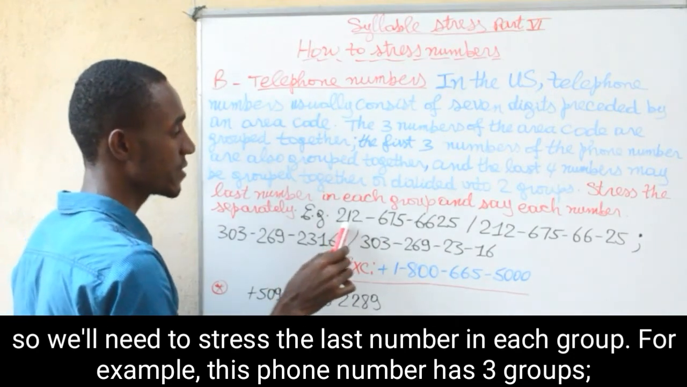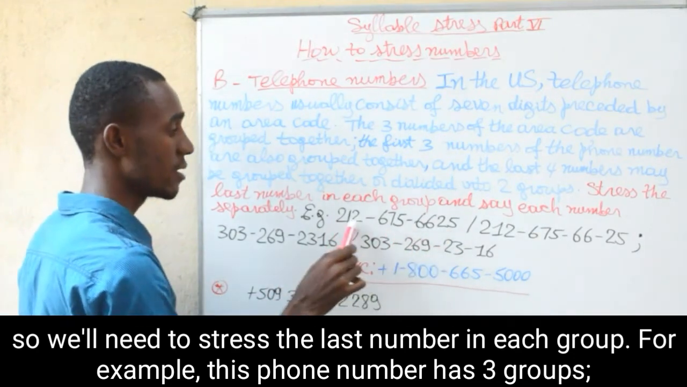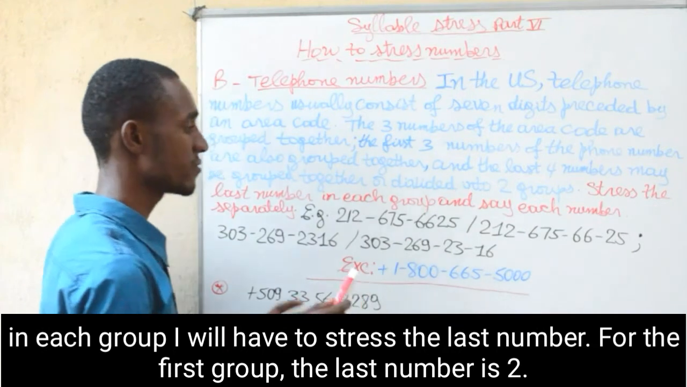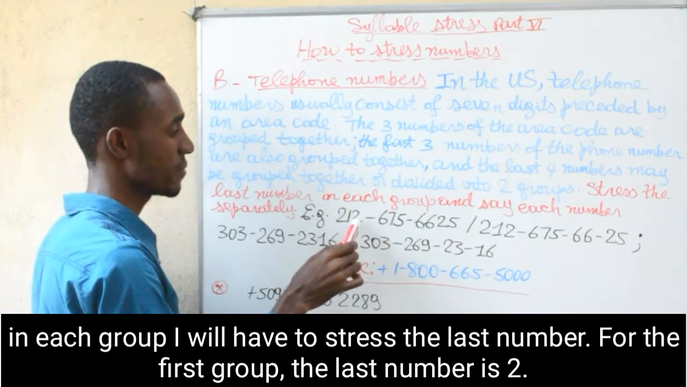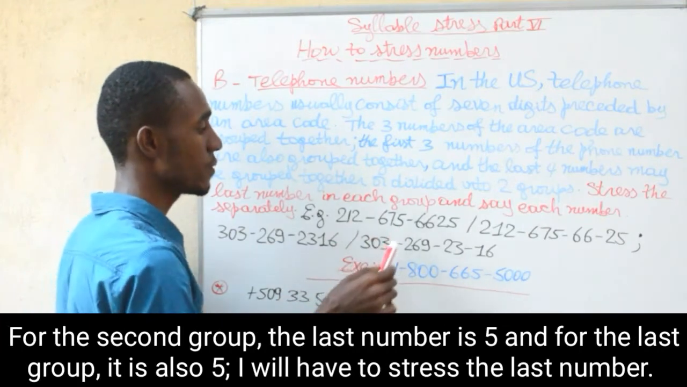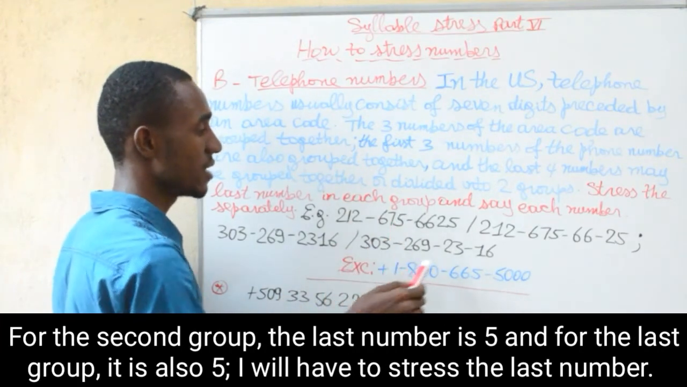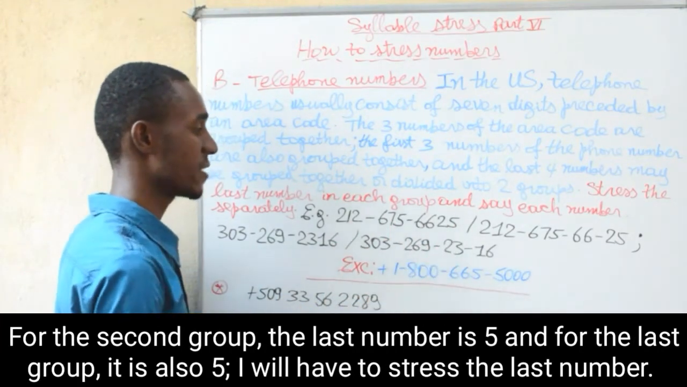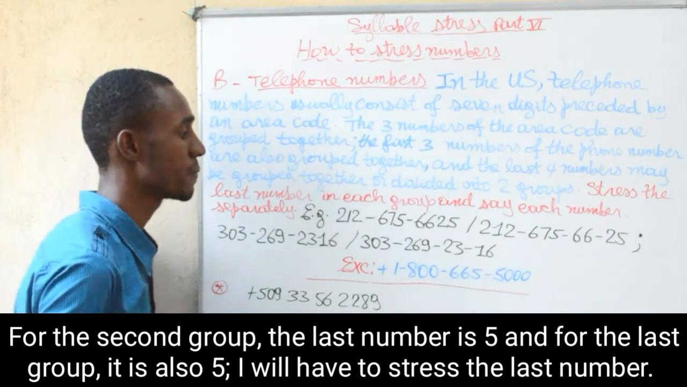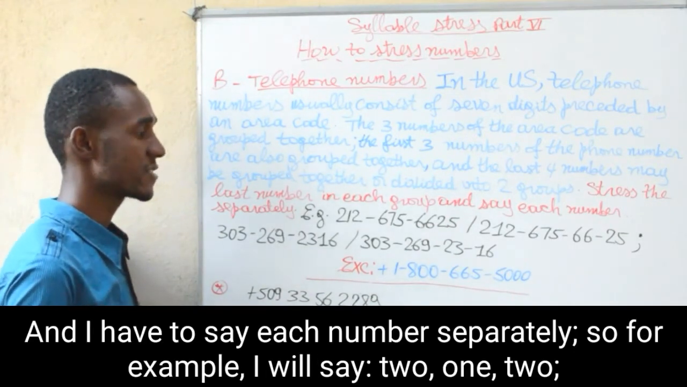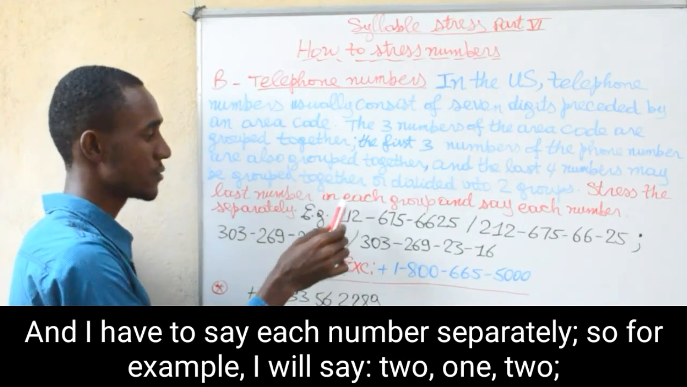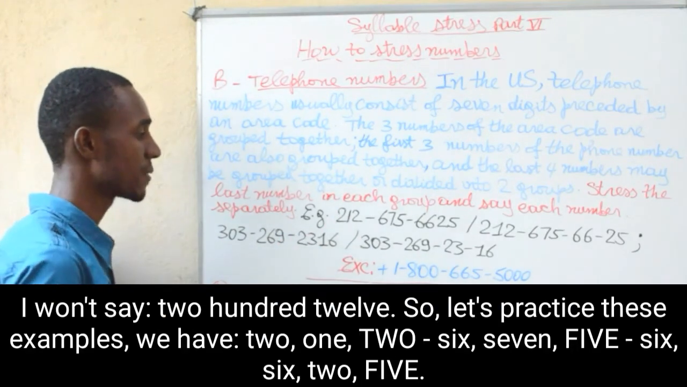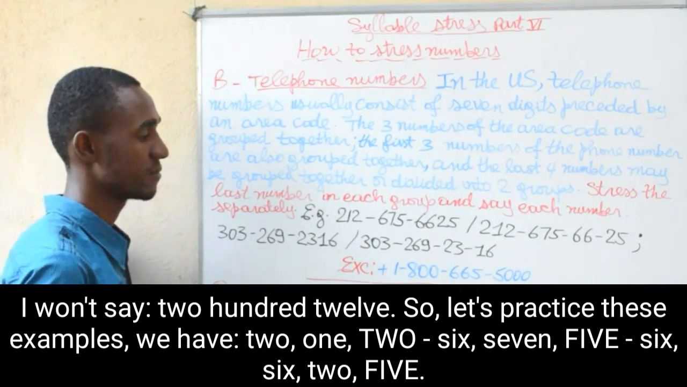For example, this number has 3 groups. In each group, I would like to stress the last number. For the first group, the last number is 2. For the second group, the last number is 5. And for the last group, it is also 5. I would like to stress the last number, and I have to say each number separately. So, for example, I would say 112.